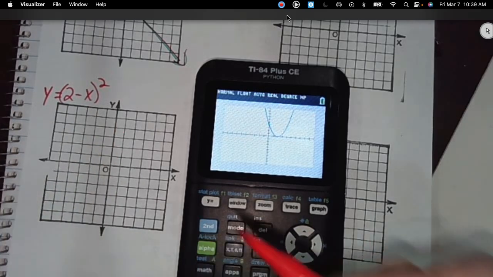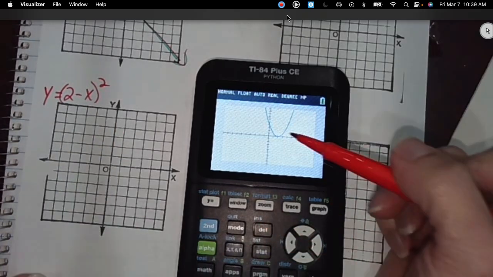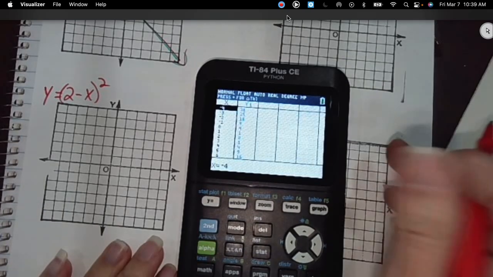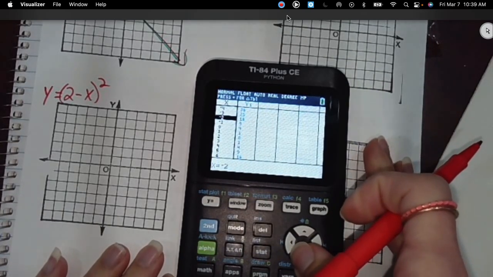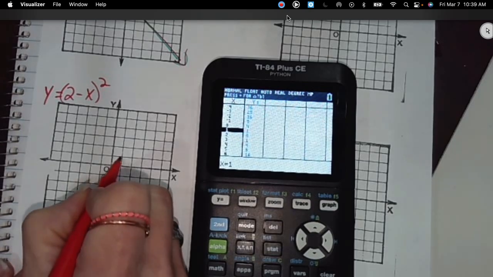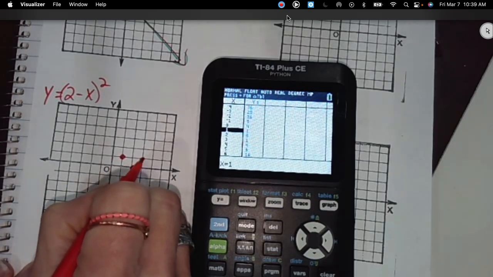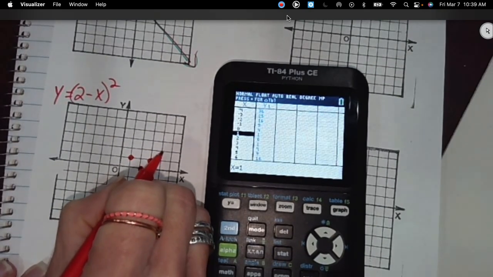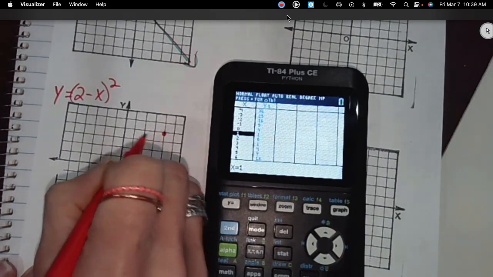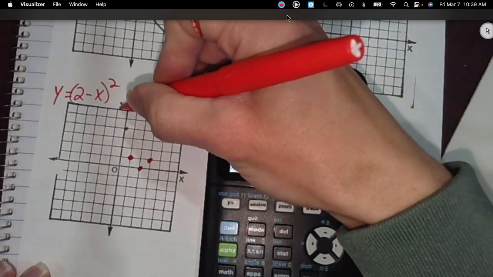So now let me try and get some points. It looks like I moved over here at 2. So I'll do some of these points: 1, 1, 2, 0, 3, 1, 4, 4. Okay, so here's my little parabola.